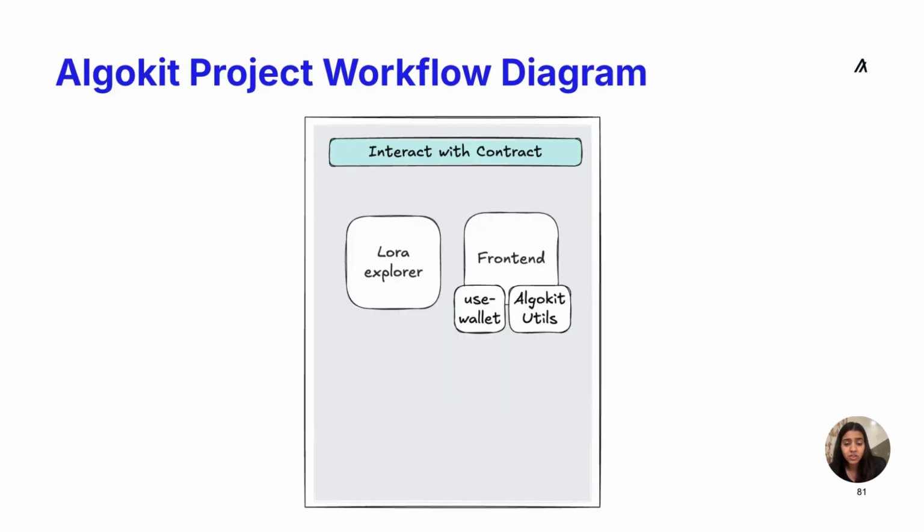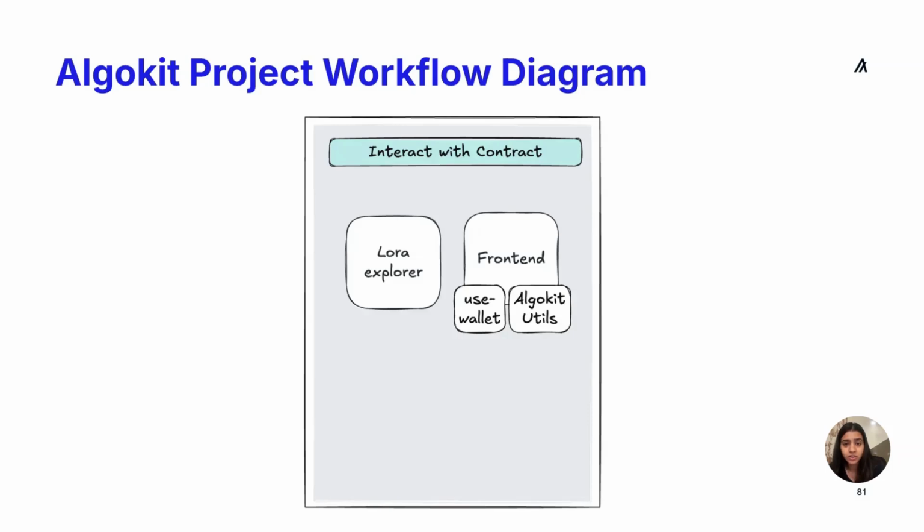Finally, once your contract is deployed, you can start interacting with it. This is where all your hard work pays off. Users can call your smart contract methods. Your contract can execute its logic, transfer funds, store data, and do everything you programmed it to do.